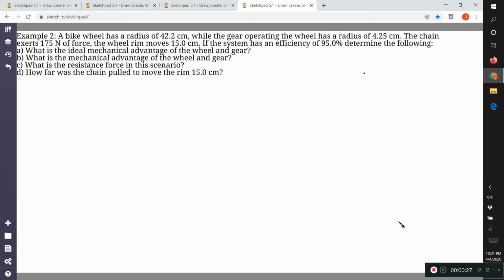So before we do this, let's talk about the system a little bit. What we have is a larger wheel being moved by a gear. This is essentially a wheel and axle, except instead of calling it an axle, we're calling it a gear. So part A says to find the ideal mechanical advantage of the system. Ideal mechanical advantage is calculated as the effort distance divided by the resistance distance.